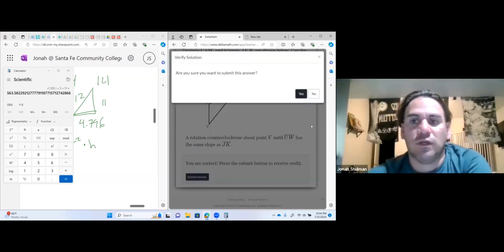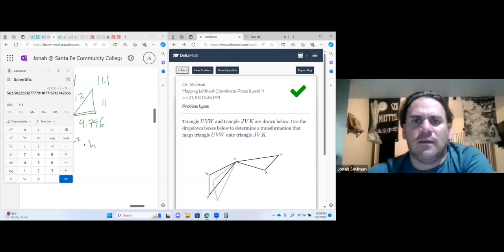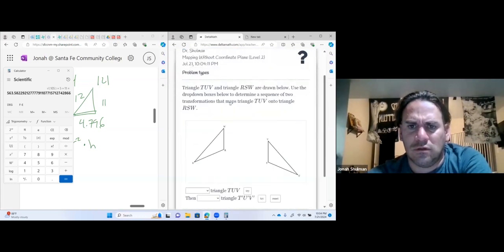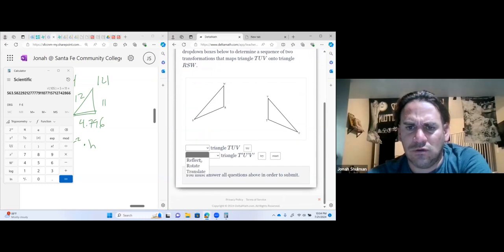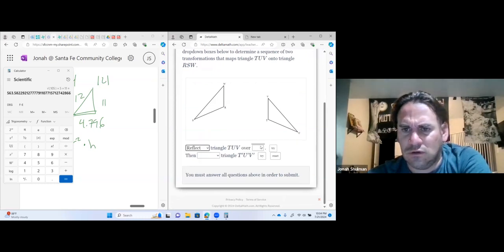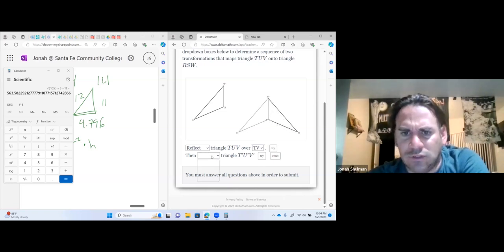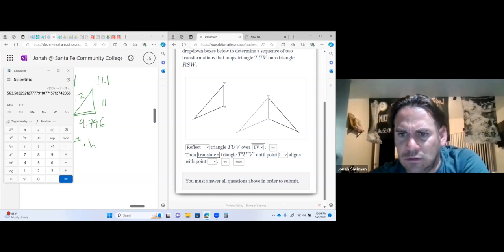These were great, great problems. So I added these in just for fun. All right, here's another one. So reflect over RW. Oh, we're doing this one first. So VT. All right, and then we have to translate until point T matches to R.